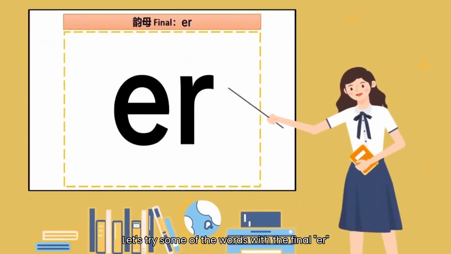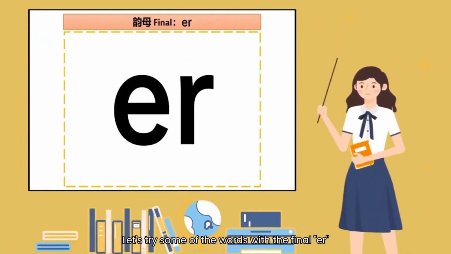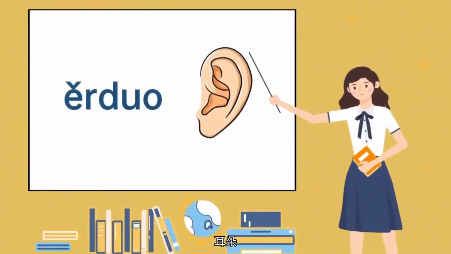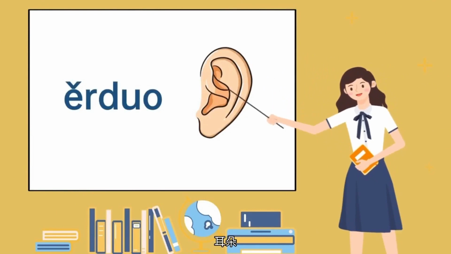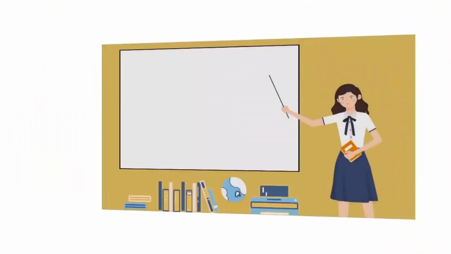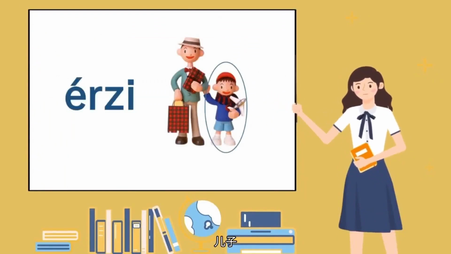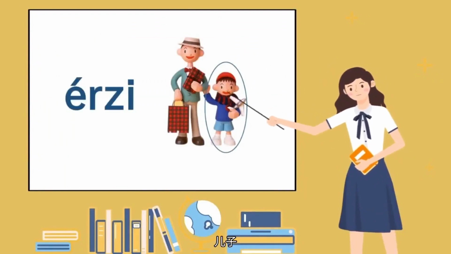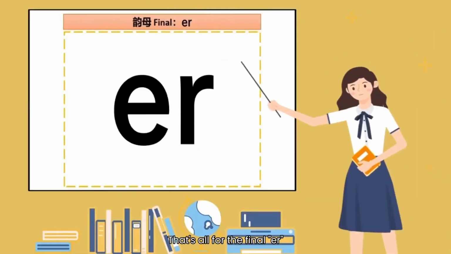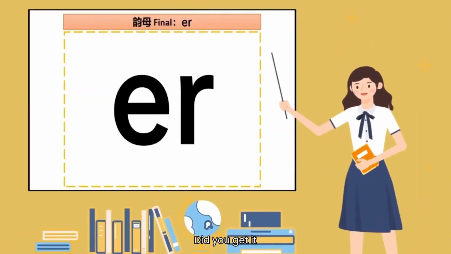Let's try some of the words with the final 耳朵，耳朵。儿子，儿子。That's all for the final. Did you get it?